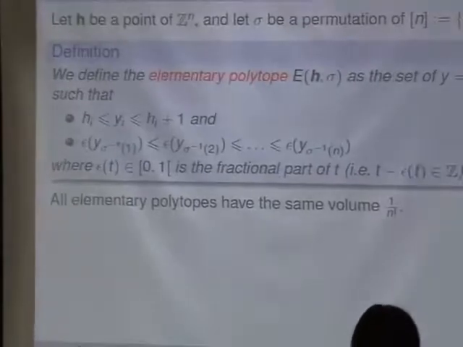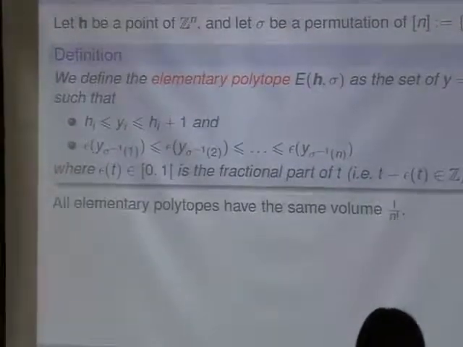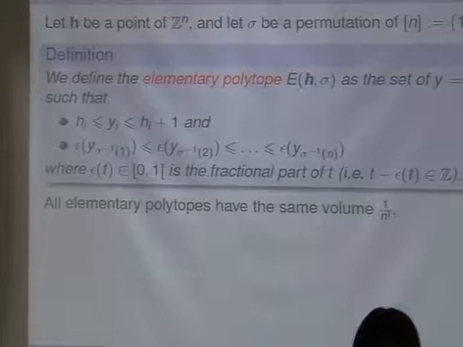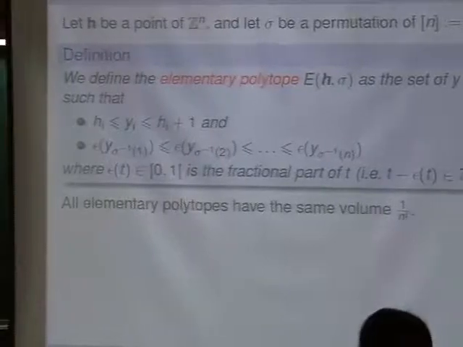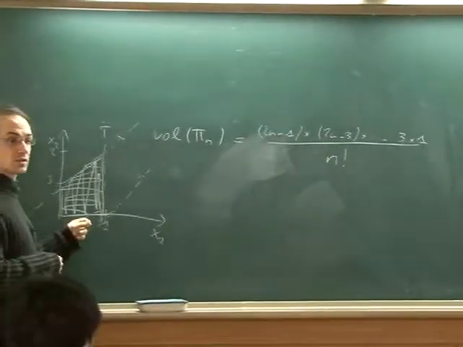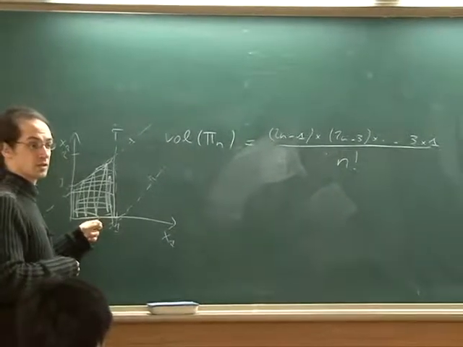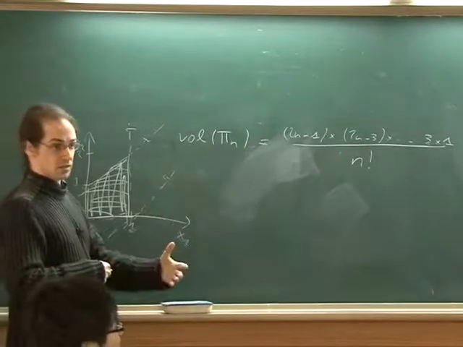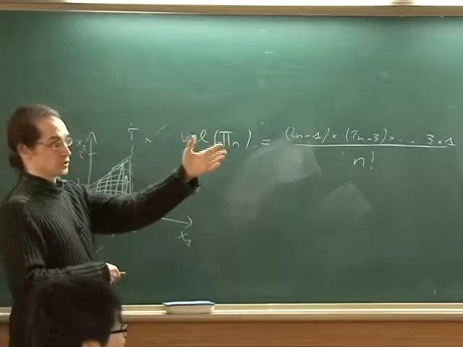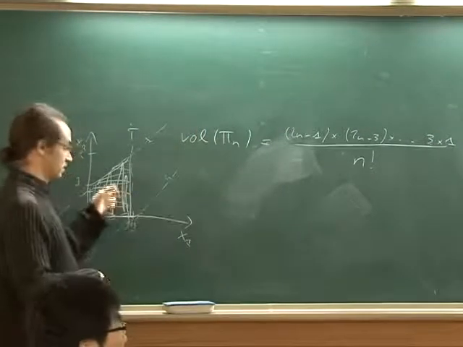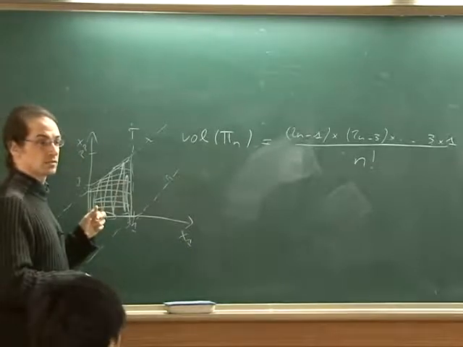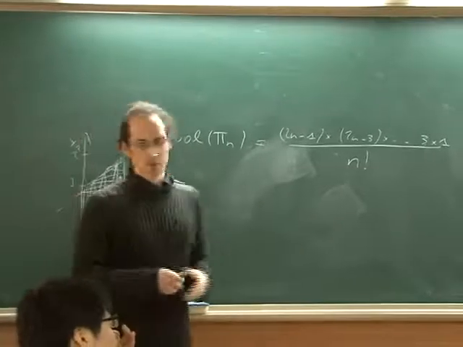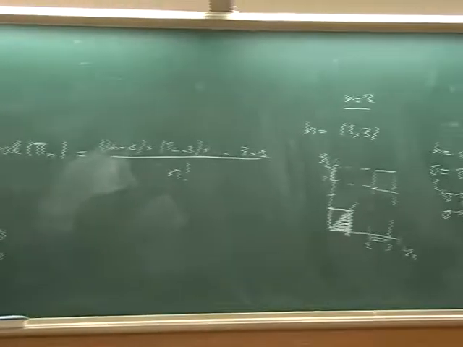And now what we want is to find which of these subpolytopes, which can be anywhere in the space, are in the polytope whose volume we want to compute, which is P_n. So what are the conditions on H and sigma so that the elementary polytope E_H sigma lies in P_n? I will not go into detail, it's just a very elementary calculation. So the result is here.